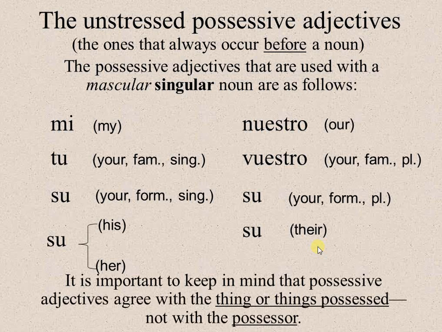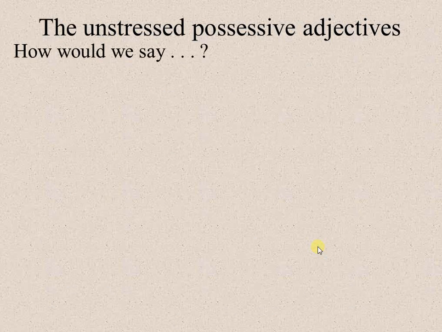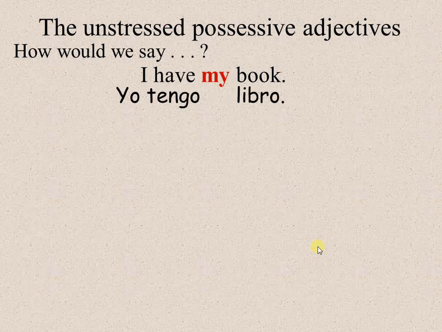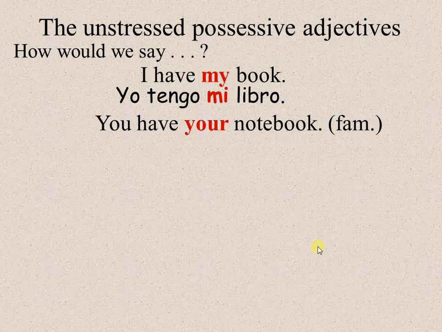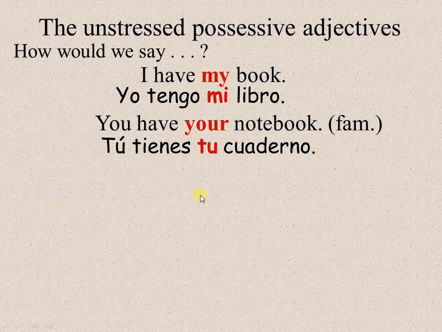It is important to keep in mind that possessive adjectives agree with the thing or things possessed, not with the possessor. We are going to understand this better in a minute. So how would we say, I have my book? Yo tengo mi libro. You have your notebook in a familiar way, okay? So you say, tú tienes tu cuaderno.